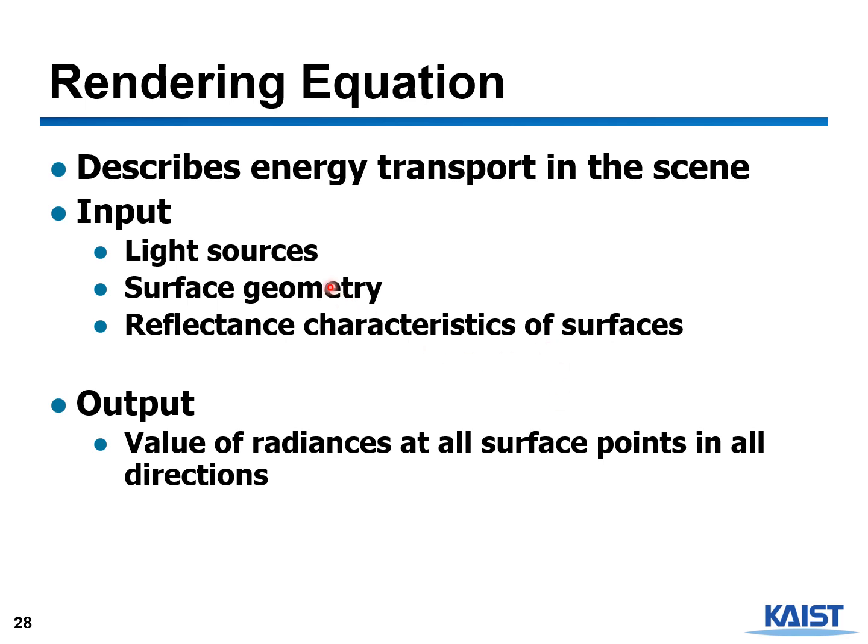And then basically the rendering equation describes energy, light transport, in the scene. Our input is the light source, the surface geometry, and the reflectance characteristic of surfaces, in other words BRDF. And the output is the value of radiance at all surface points in all directions. Basically, given this input, we can compute the radiance value for the ray tracing cases.